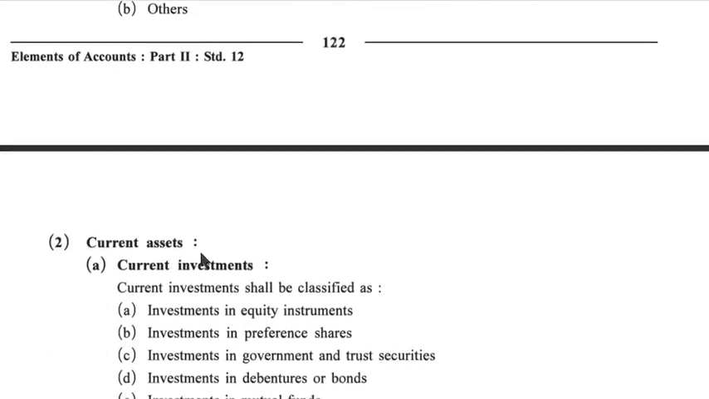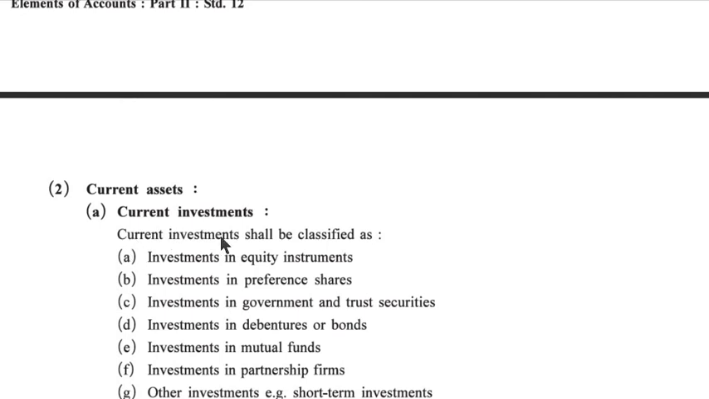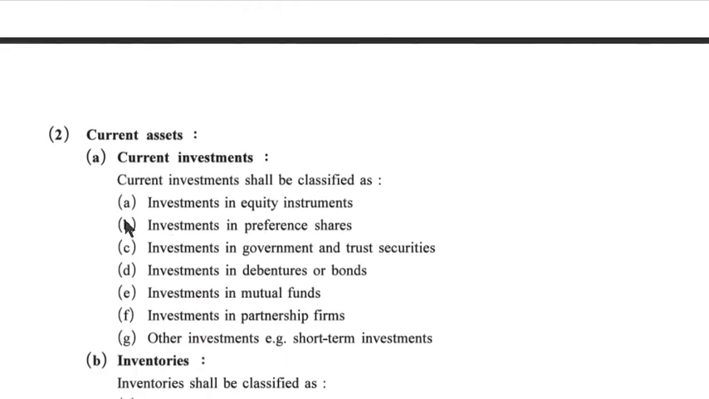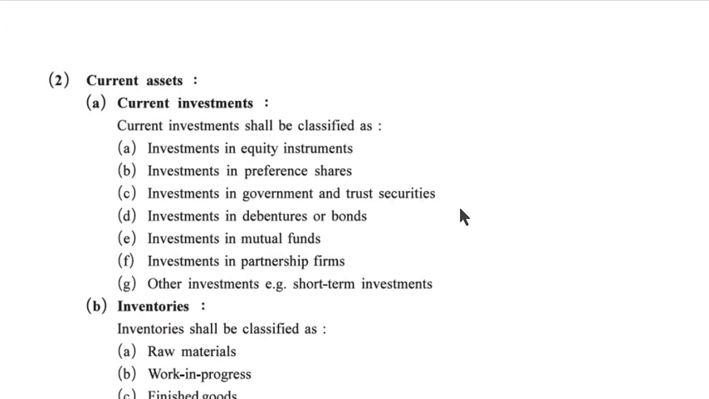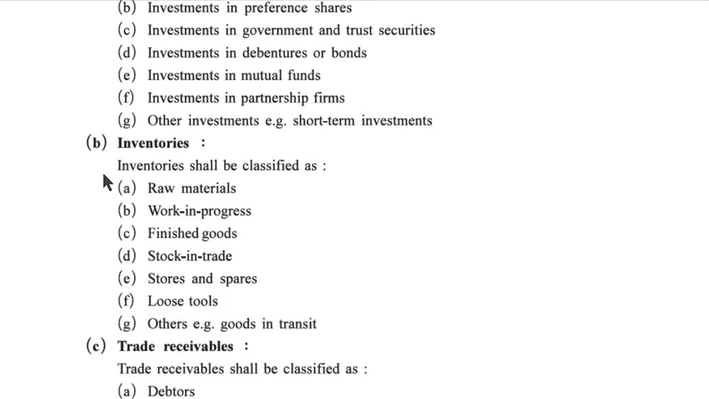Second, current assets. A, current investments. Current investments shall be classified as A, investments in equity instruments. B, investments in preference shares. C, investment in government and trust securities. D, investment in debentures or bonds. E, investment in mutual funds. F, investment in a partnership firm. G, other investments, for example, short-term investments.